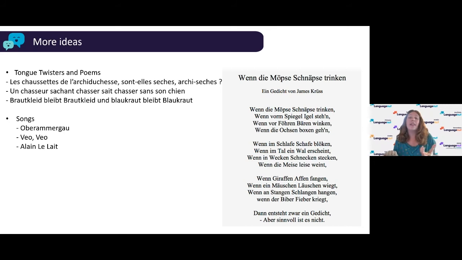Wenn die Möpse Schnäpse trinken, wenn vom Spiegel Igel stehen, wenn vor Föhren Bären winken, wenn die Ochsen boxen gehen, wenn im Schlafe Schafe blöken, wenn im Tal ein Wehen scheint, wenn im Wecken Schnecken stecken, wenn die Meise leise weint.